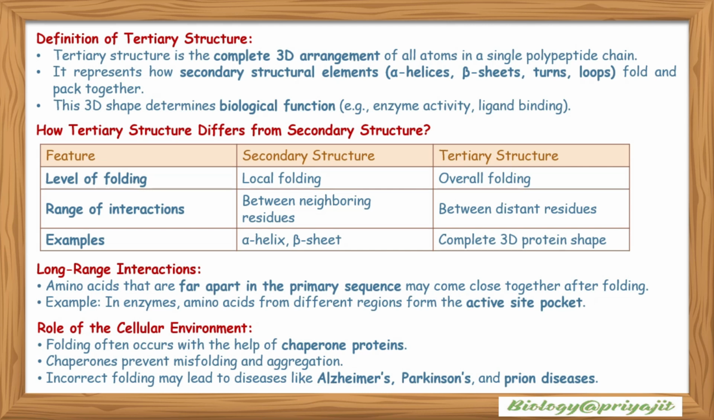Long range interactions. Amino acids that are far apart in the primary sequence may come close together after folding. For example, in enzymes, amino acids from different regions form the active site pocket. Role of the cellular environment: folding often occurs with the help of chaperone proteins, and chaperones prevent misfolding and aggregation. Incorrect folding may lead to diseases like Alzheimer's, Parkinson's, and prion diseases.